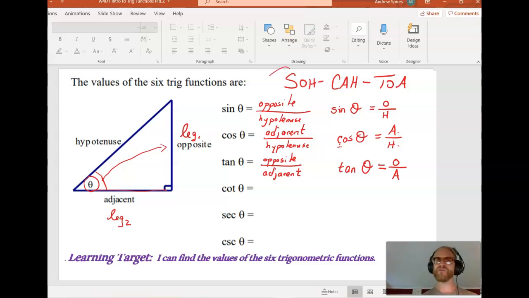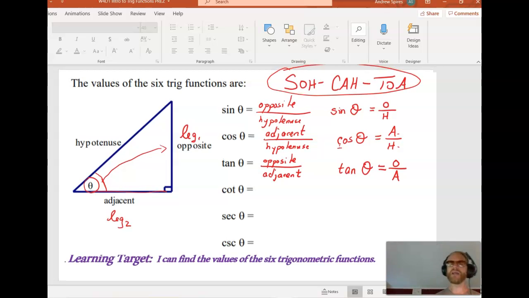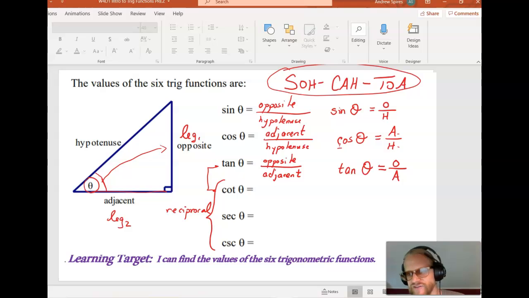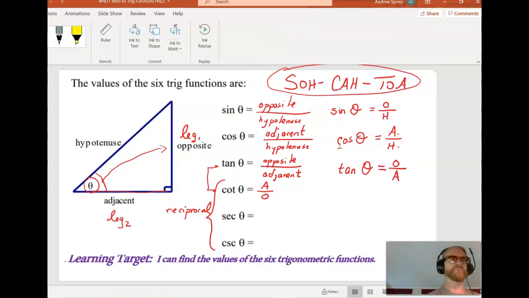So this helps you memorize the first 3. And then the other 3 are literally the reciprocal functions. And we're going to use that fact a lot. So tangent and cotangent are literally reciprocals. Since tangent of theta is opposite over adjacent, cotangent of theta is just adjacent over opposite. You literally take whatever the output is and you find the reciprocal.